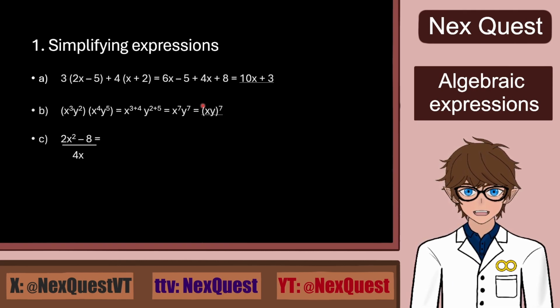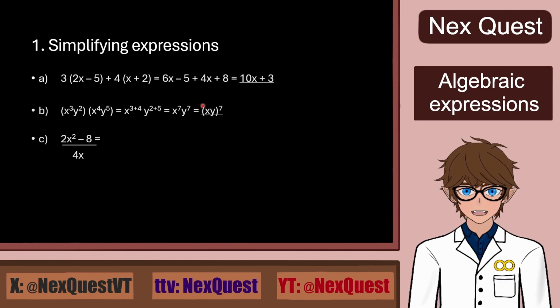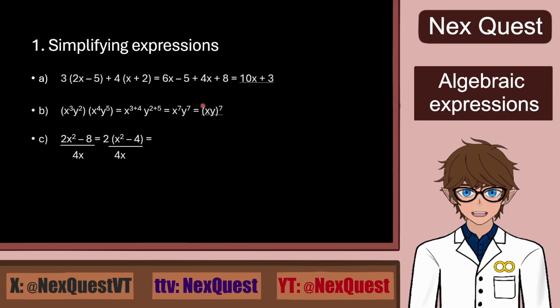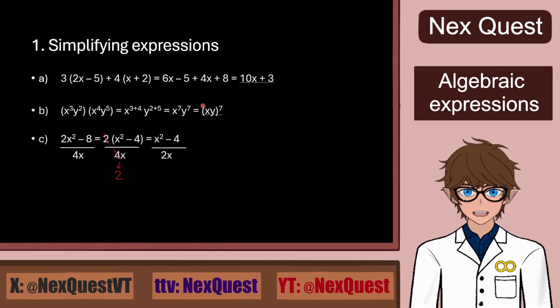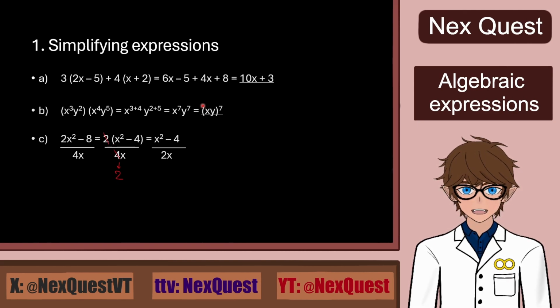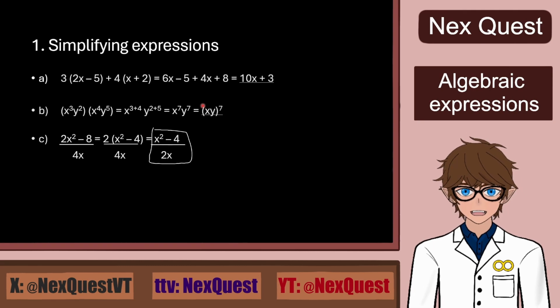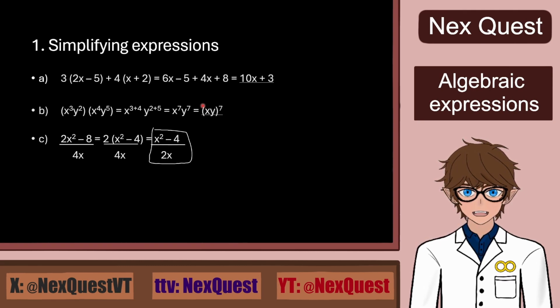Next one, 2x squared minus 8 divided by 4x. So first off, we can factor out 2, and then cancel the 2 in both parts of the fraction. So we get 2x in the bottom and x squared minus 4 on top, which is the solution itself. I wish there was more to do, but it's a pretty simple exercise, nothing much to do.